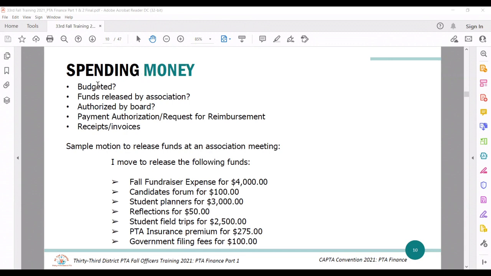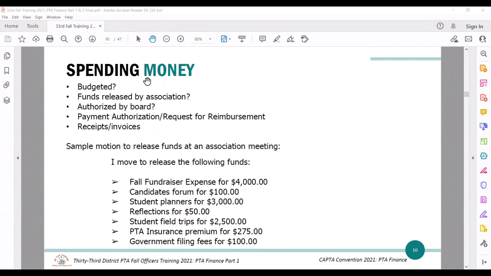Has the money been budgeted? Has it been released by the association? And we'll talk a little bit more about that in a second. Has it been authorized by the board? Has the payment authorization request for reimbursement been submitted, complete with receipts and invoices and signed? And if so, then you can actually spend the money.